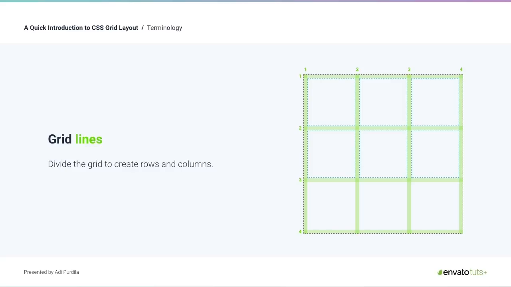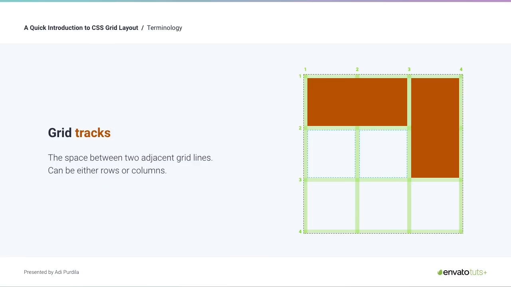Then we have the grid lines. And the grid lines will basically divide the grid to create the correct structure. And lines can be vertical and horizontal. Now, on a typical grid, the lines start from number 1 on the left side for vertical, and of course number 1 on the very top for rows or for horizontal lines. And they go 1, 2, 3, 4, depending on how you define your grid, how many columns you want in your grid, how many rows you want in your grid, and so on.